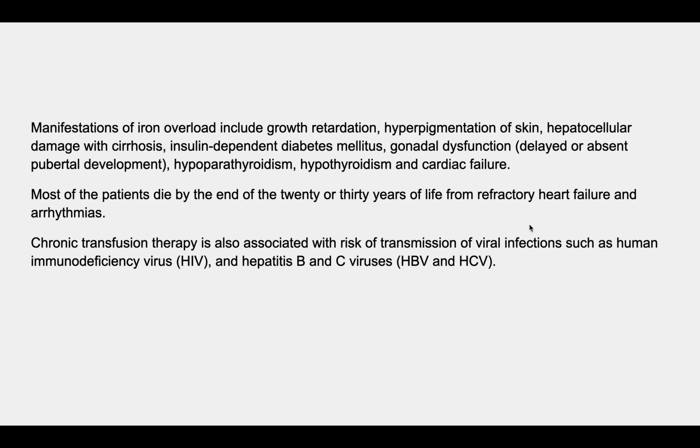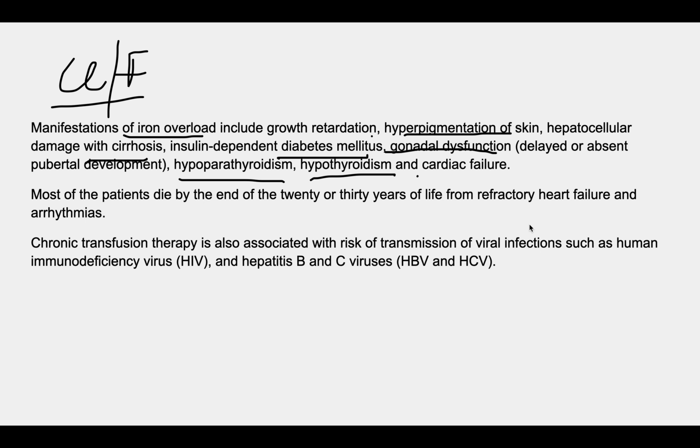Then clinical features can also depend upon the iron overload status of the patient. If the patient is manifesting iron overload, growth retardation can be there because of that, hyperpigmentation of skin, cirrhosis, diabetes mellitus, gonadal dysfunction, hypothyroidism, hypoparathyroidism, and cardiac failure. So these are all the complications when the patient goes into treatment also. The patient typically lives to the age of 20 to 30 years, and mostly the death is due to iron overload complications or heart failure.